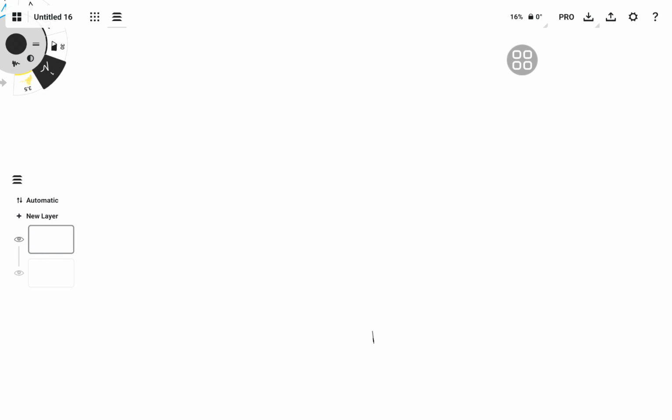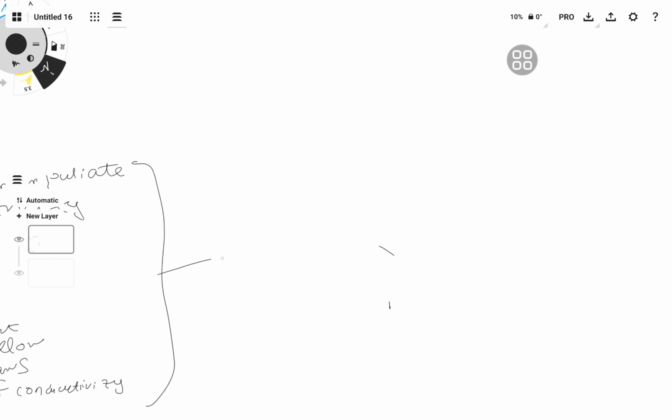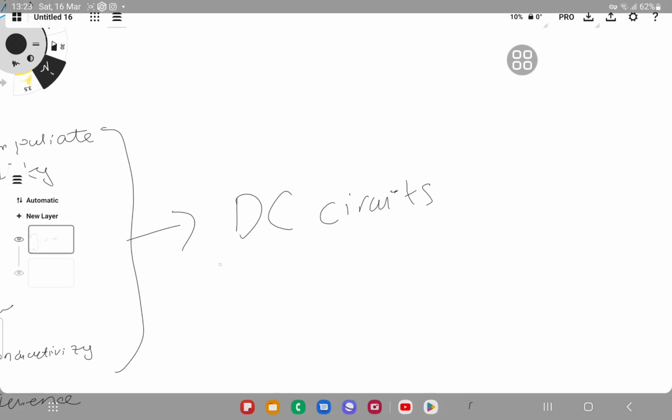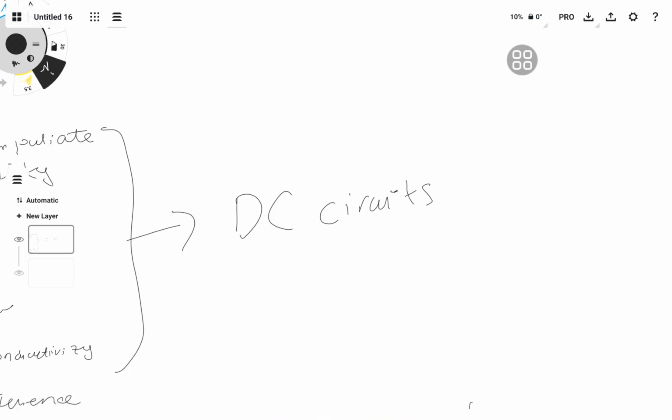Also, next we have DC circuits, which is of course related to all of this, because it's all about electricity. So of course there may be intuitive relationships which you can figure out. DC circuits basically means direct current circuits.